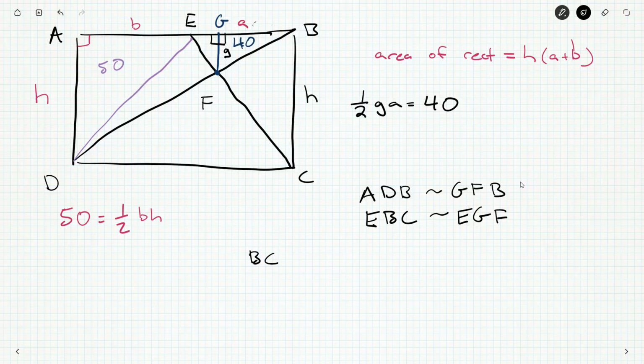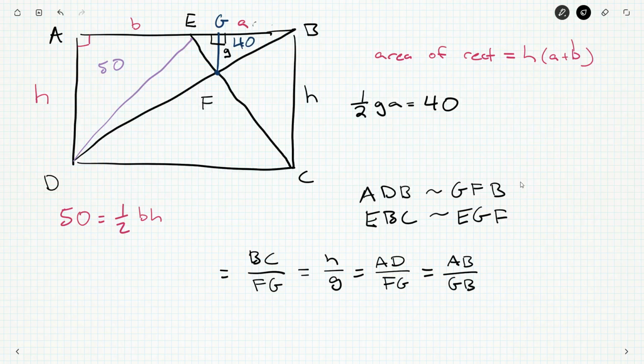So BC over FG is H over G. And that's the same as AD over FG. Because the two triangles are similar, I can also say that that's the same thing as AB over GB. And this one here is the same thing as EB over EG. And I'm feeling quite lost at this point.